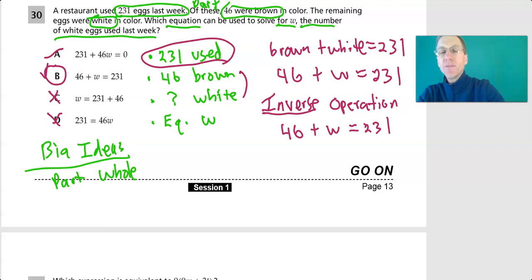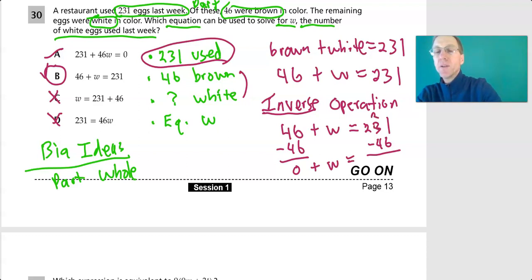So I have 46 over here. I'm going to take 46 away from this side, and I'm going to take 46 away from this side. Okay? And 46 minus 46 just equals 0. 0 plus, and then what's going to happen is I'll just be left with the white egg. So I'll subtract here. Again, you don't have to do that for this problem. I'm just giving you a preview. Cool algebra stuff here. Okay. So after I subtract it, I know that I had my W, I had 185 white eggs. All right. So just giving you a preview.